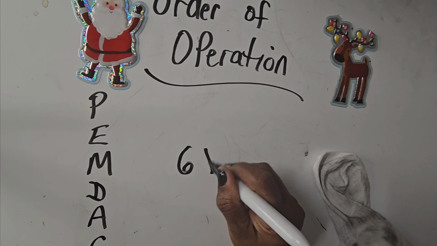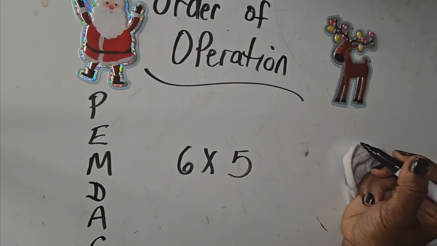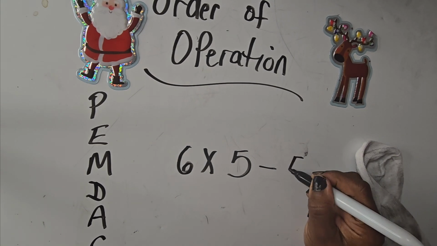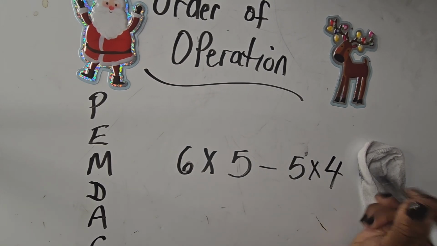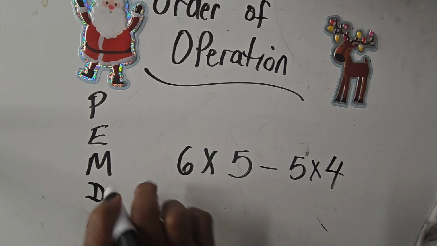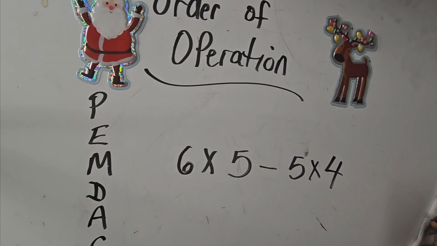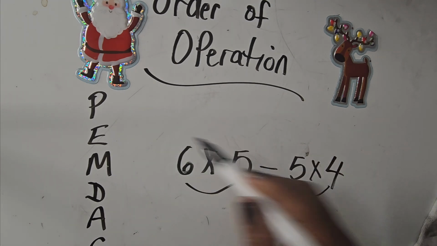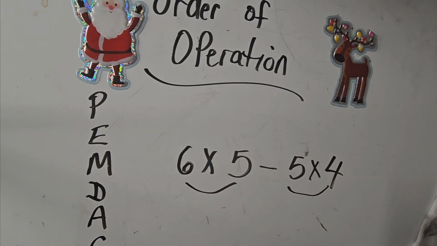6, my markers are drying up. 6 times 5. Take away 5 times 4. Okay, there are 2 multiplies there. So I would just do them. There's no parentheses. There's no exponents. I should have added one with an exponent. But 6 times 5 is 30. Bring my subtraction down. 4 times 5 is 20. Bring that down. 20 take away 30 is negative 10.